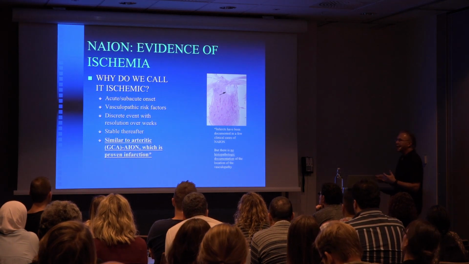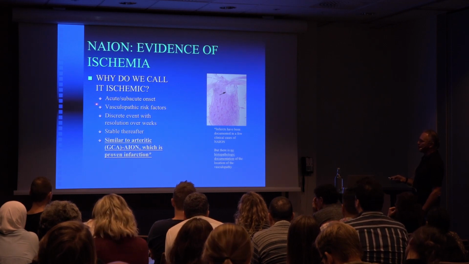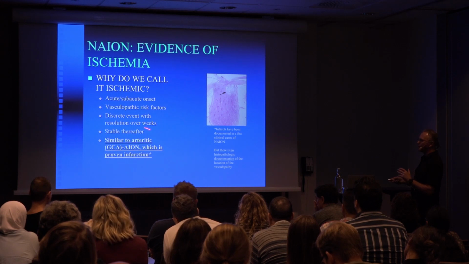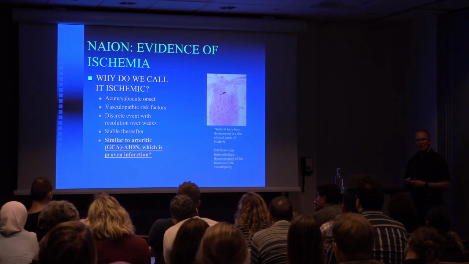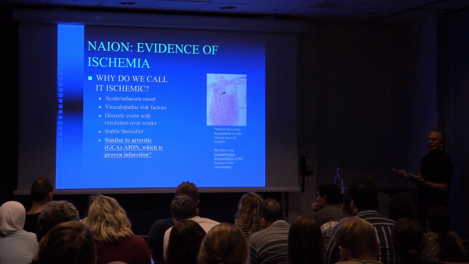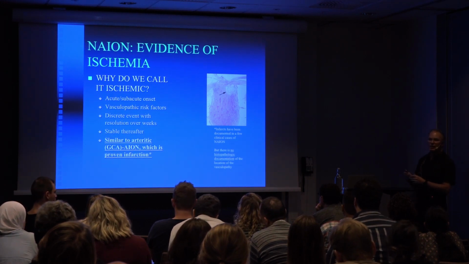Why do we call NAION ischemic? Well, it has an acute subacute onset. It has vasculopathic risk factors. It's a discrete event with resolution over weeks. It's stable after that. And a lot of that is very similar to giant cell arteritis and AION, which is a proven infarction. There are very few histopathologic documentations of optic disc infarcts in clinical NAION.